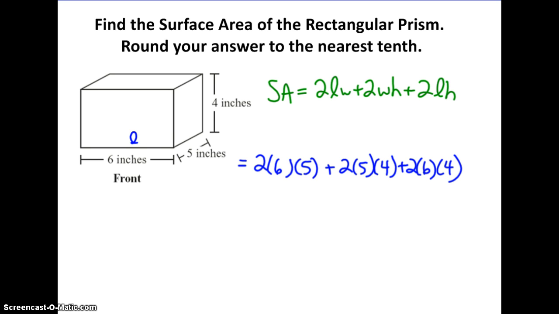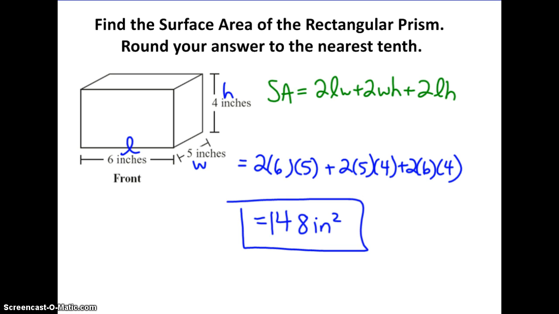So I labeled this as length, width, and height. If you labeled them something else, you're still going to get the same answer of 148 inches squared. Just make sure that each one has its own, because 6 times 5 and 5 times 6 are the same thing. You still end up getting 30.